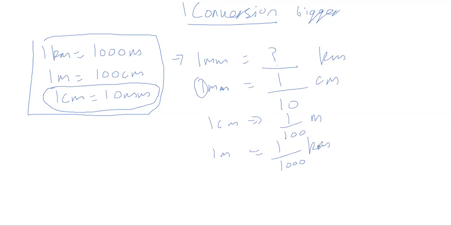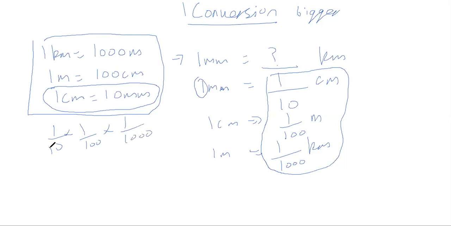Now you need to start from here and reach kilometer. So you need to multiply all these three things. That is the simple and easy method I'm telling you. So 1 by 10 multiplied by 1 by 100 multiplied by 1 by 1000. Multiply them, 1 into 1 into 1 is 1. And now how many zeros are there? 1, 2, 3, 4, 5, 6. So 1 over 6 zeros. So your answer is 1 over 1 and 6 zeros.